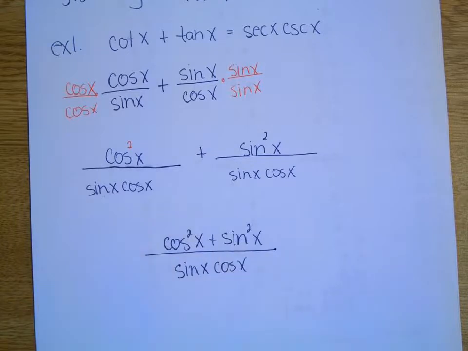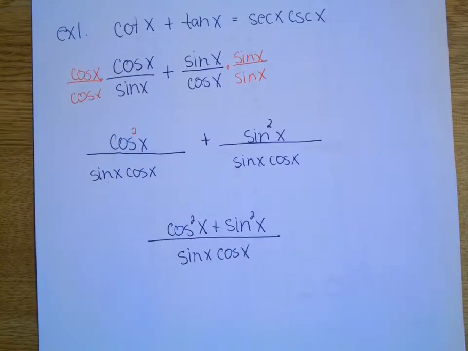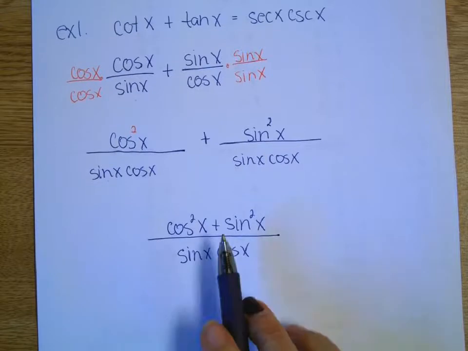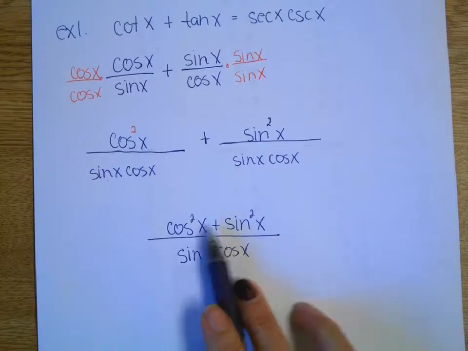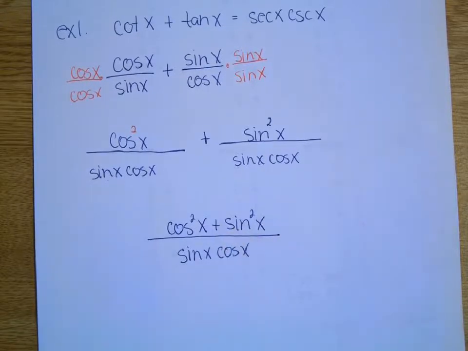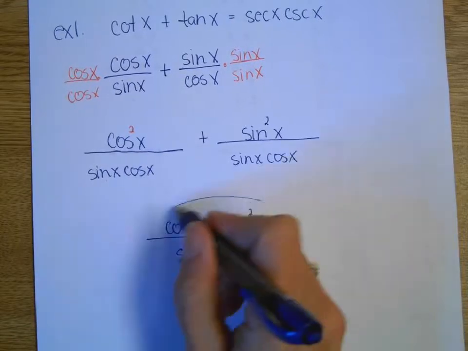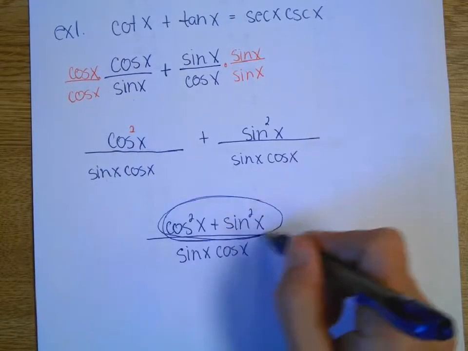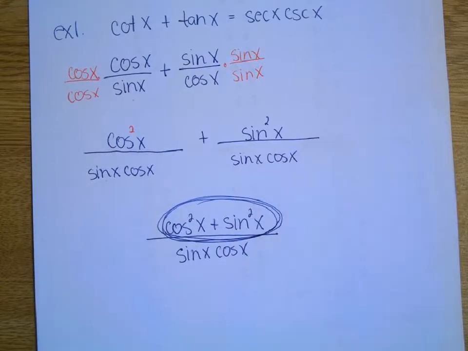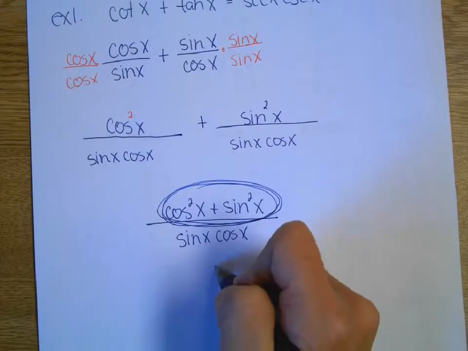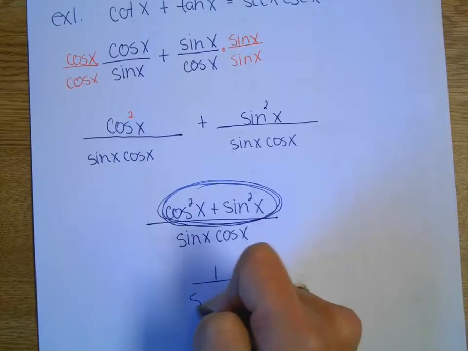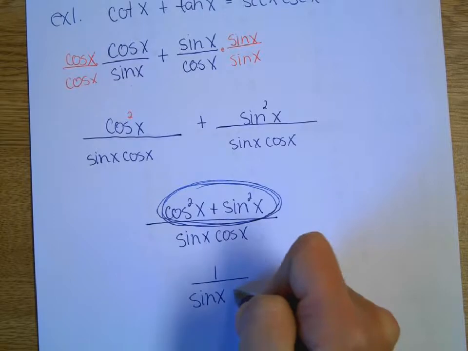Am I allowed to cancel now? No. You can never cancel when there's an add sign. The add sign is like they're holding hands, so I can't chop one off without taking the other one. But can I do anything at this point? That equals 1 from your Pythagoreans. So I've got 1 over sine times cosine.